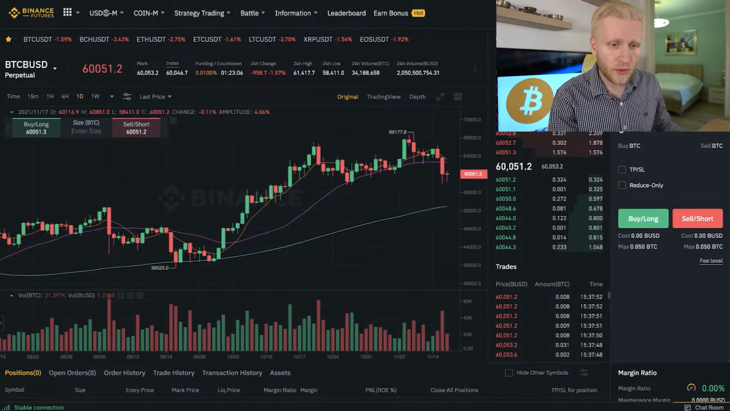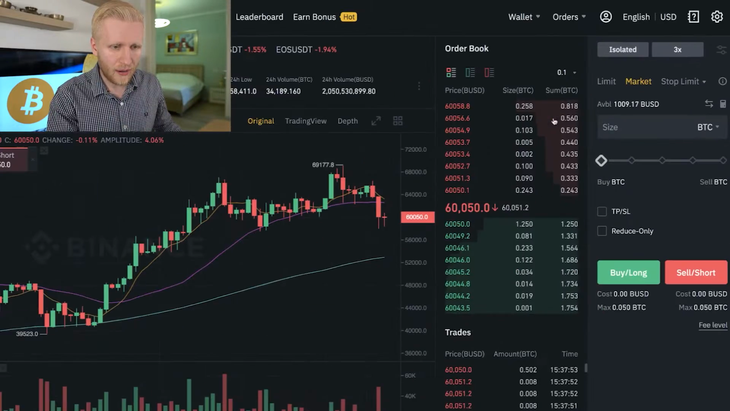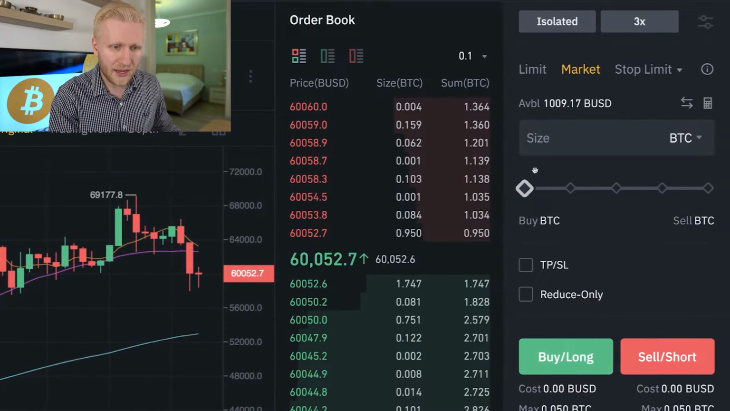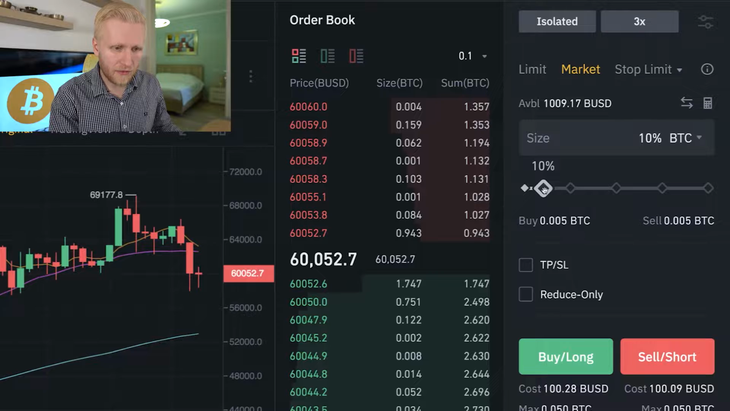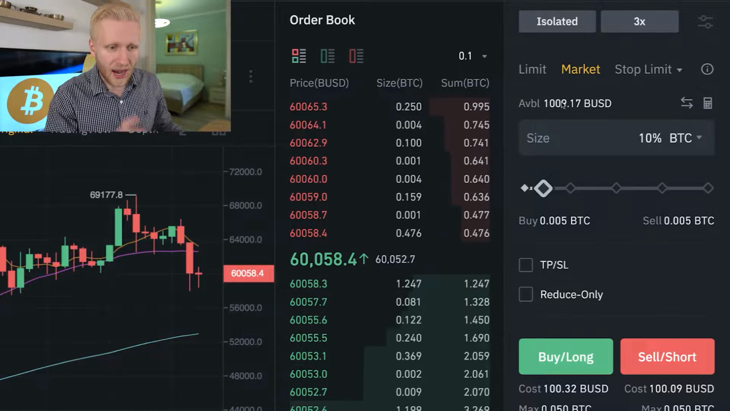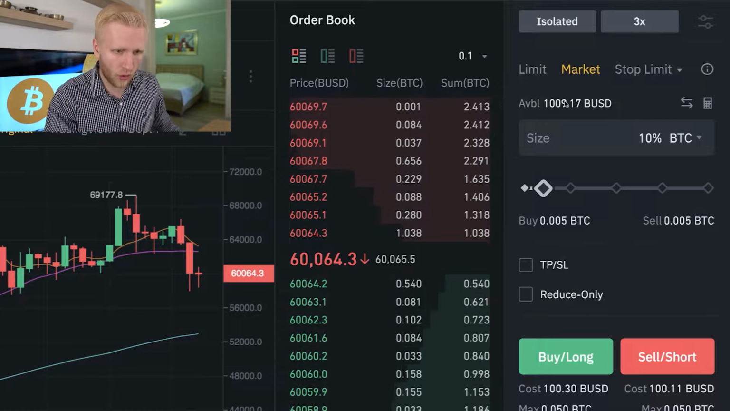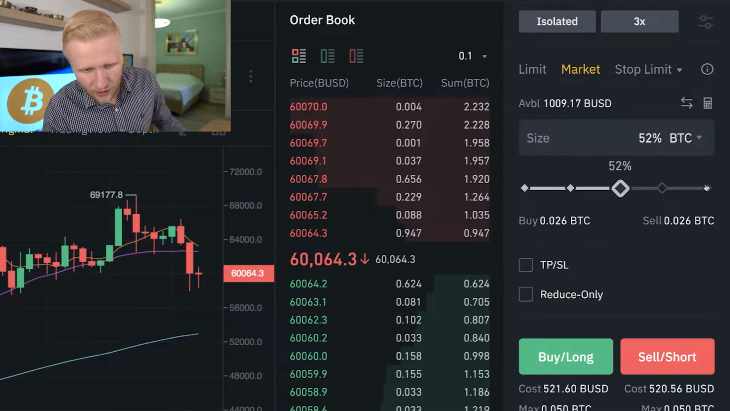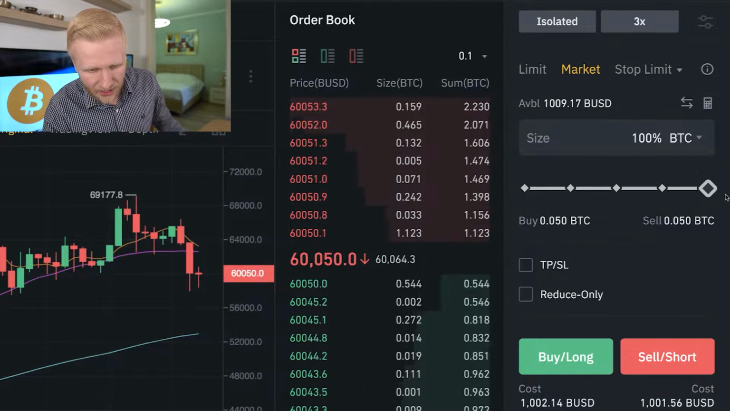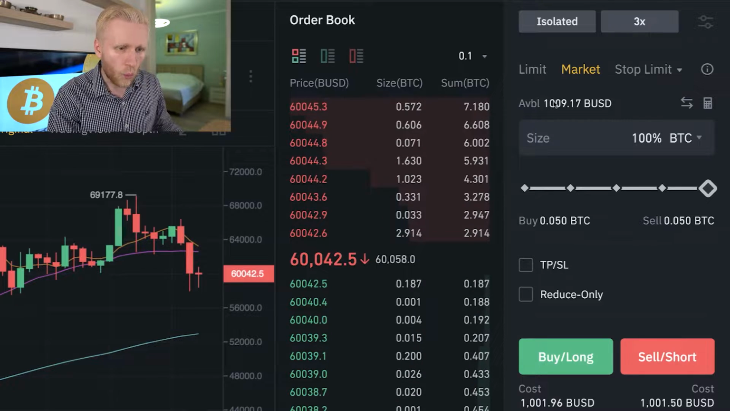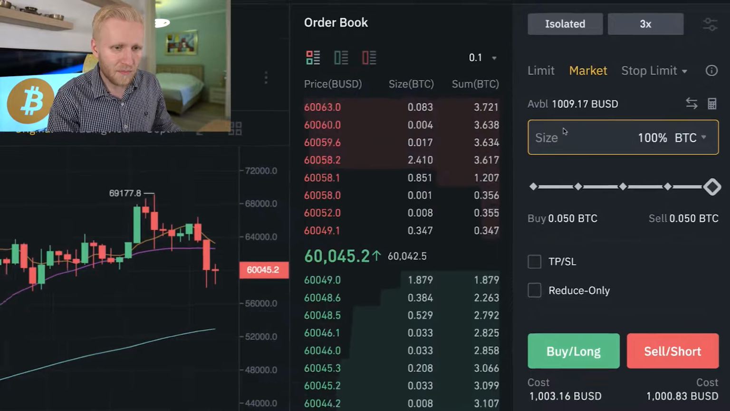Let's set up a trade together. So you will come here and I will click market, and then we will choose the size of this amount. So now we have 1009, and let me show you an example. If I put, for example, 10%, I would invest $100.90 more or less. If I put 100%, I would invest all of this 1009 BUSD.